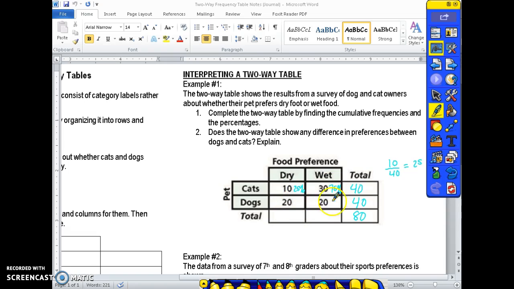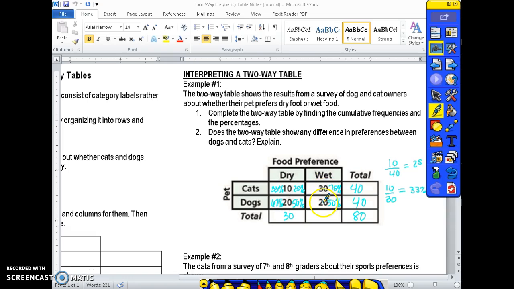Same thing with the dogs. 20 out of 40 dogs like dry food. 20 out of 40 gives you 50%. Which leaves 50% for the wet dog food. And how many total animals prefer dry food? 10 plus 20 is 30. So the 10 out of 30, for the 10 cats that prefer dry food out of 30 total animals that like dry food, that is 33%. That's 1/3. Which leaves 67% for the dogs.